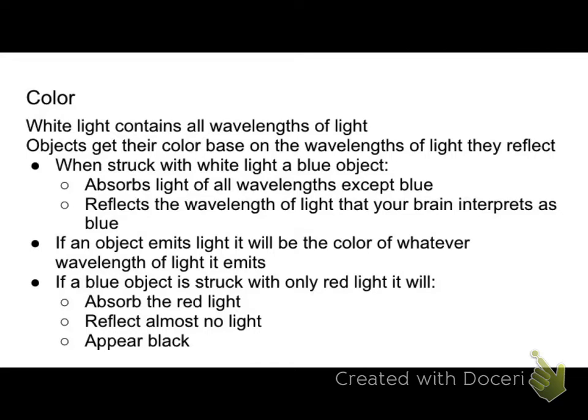Okay, so we've hit all three of our objectives. We've discussed the different types of images produced by lenses and mirrors, how our eyes allow us to see, and how objects get their color. So you should be able now to do your homework. You can ask me for help if you need it.